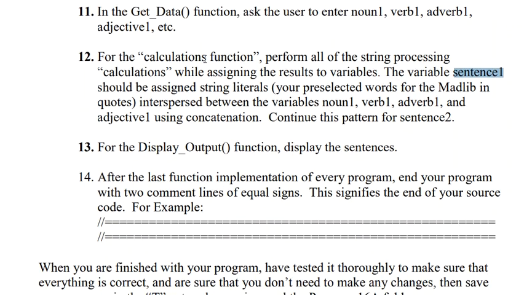So yes, this calculations function is going to get a whole bunch of variables. getData was getting 8. This one, you're going to send in those 8 plus 2 more, sentence 1 and sentence 2. And then the display output function, you're just displaying the 2 sentences. So just send in sentence 1 and sentence 2. All right, so I will put this up in Replit. Have fun with it. This will be great.